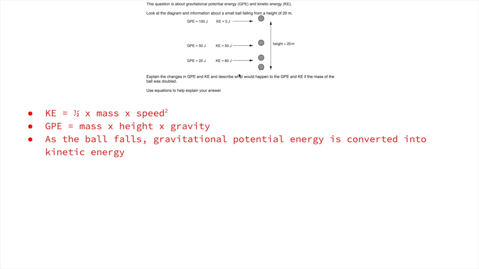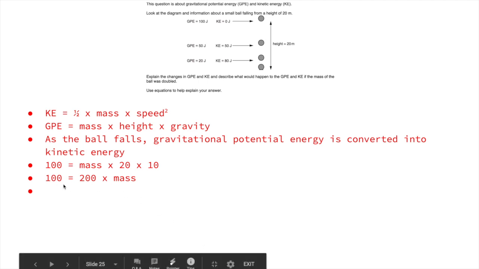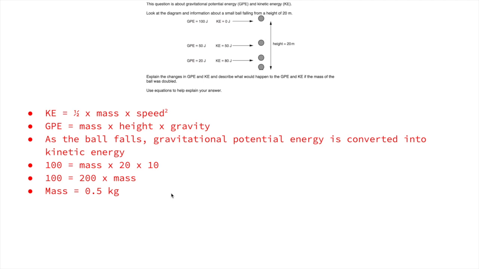The next bit, the tough bit, is to describe what would happen if the mass of the ball was doubled. And there's a few ways you can go about this. The way that I've done it here is to calculate the mass of the ball in the first instance. So we can say we've got 100 joules of gravitational potential energy. My ball is at a height 20, and gravity on Earth is 10, and we can use that to find out the mass of the ball by first of all timesing 20 by 10, and then doing 100 divided by 200 to find that my mass is 0.5 kilograms.